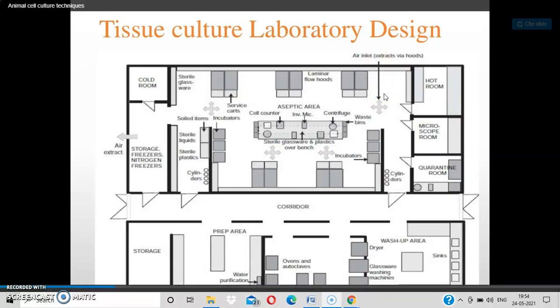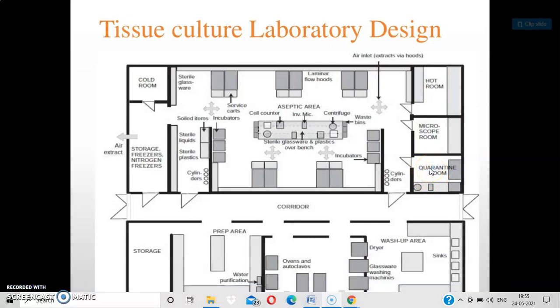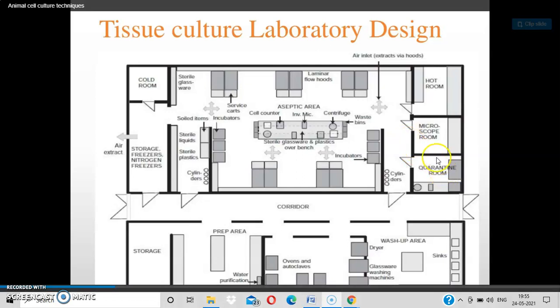Then air inlet here, here hot room, here microscopic room, here quarantine room. Whatever the contaminated glassware and so on, you keep over here. You should not expose these glassware and other damaged items to your sterilized area. That's why this is the quarantine room. Nowadays, quarantine is a very well-known word after the introduction of COVID-19, so no need to discuss more about it. Contaminated items you keep over here. That is called the quarantine room.